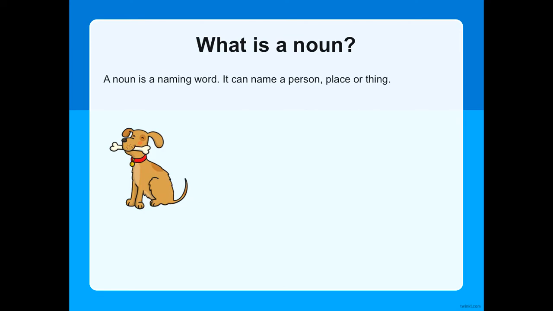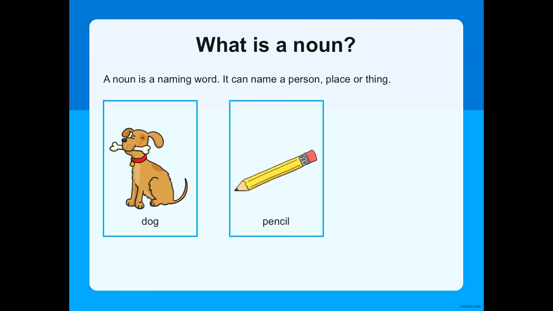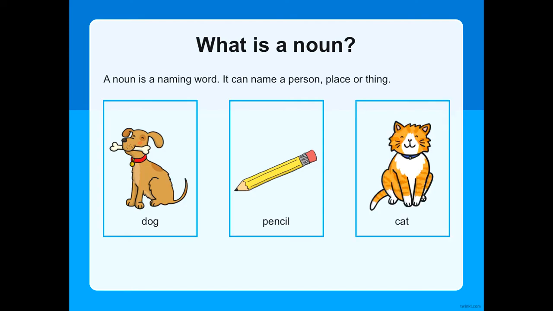So, for example, this noun here, it's a dog. That thing is called a dog. Pencil. It's also an example of a thing. That thing we see that we use to write with is called a pencil. The naming word for it is pencil. And then we have cat.